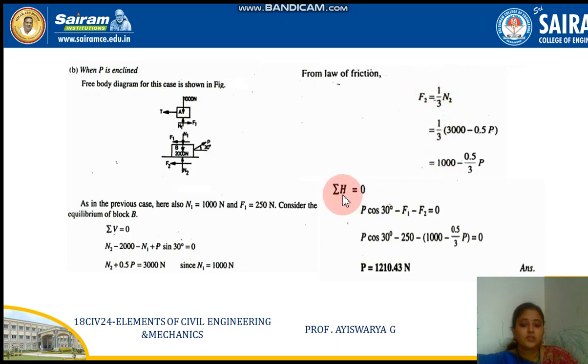Now again, using summation of x equal to 0, the horizontal forces equal to 0: P cos 30 is the horizontal force, minus F1, minus F2. You need to resolve it, and since we don't know the F2 answer, substitute it from the previous case, and you will get the value of P. This is how you need to solve a friction numerical.